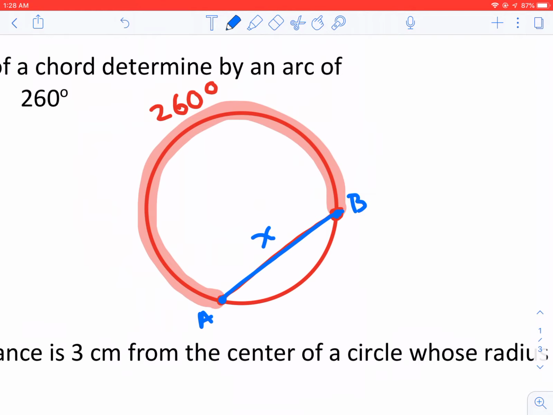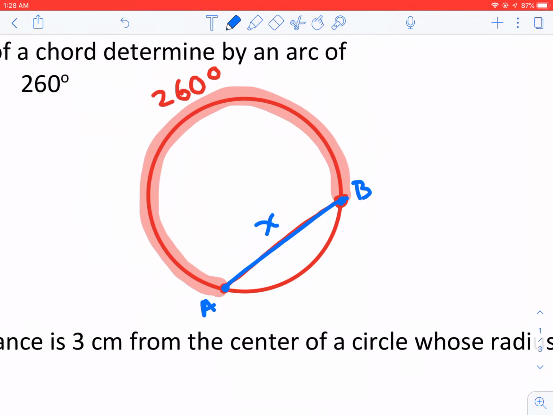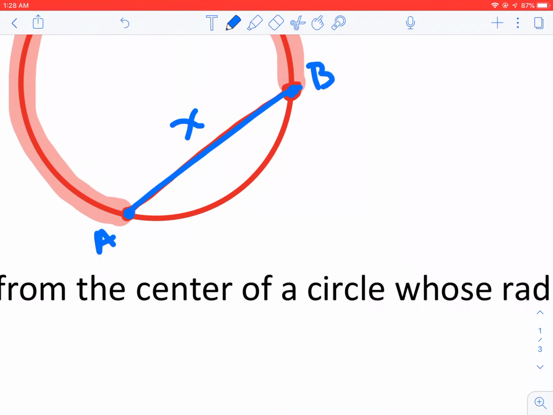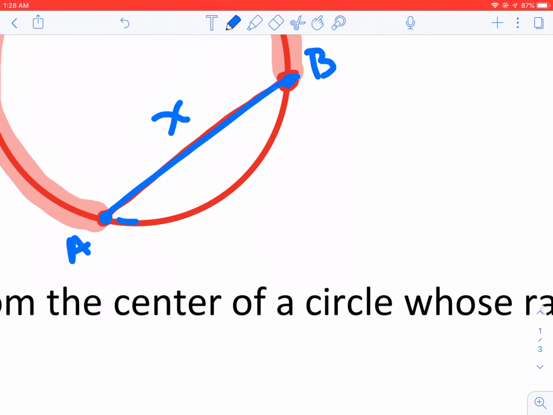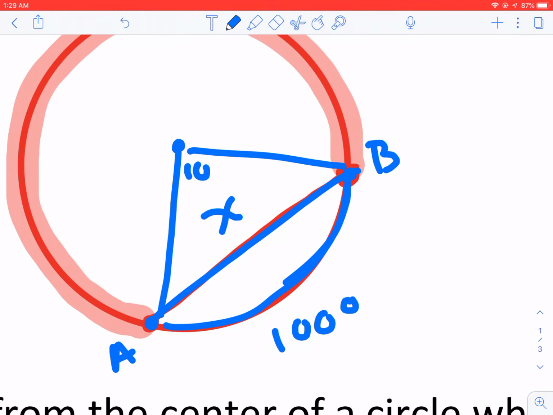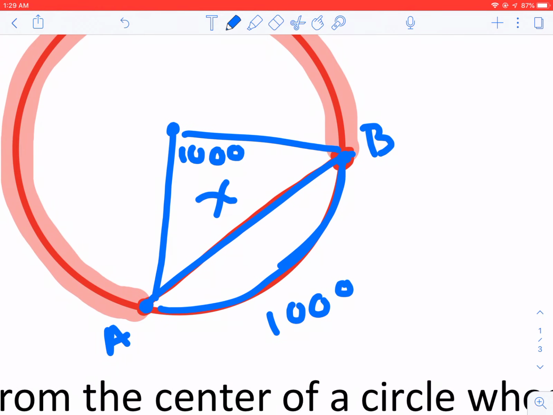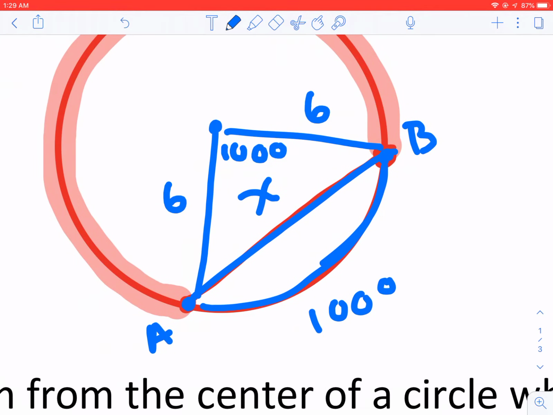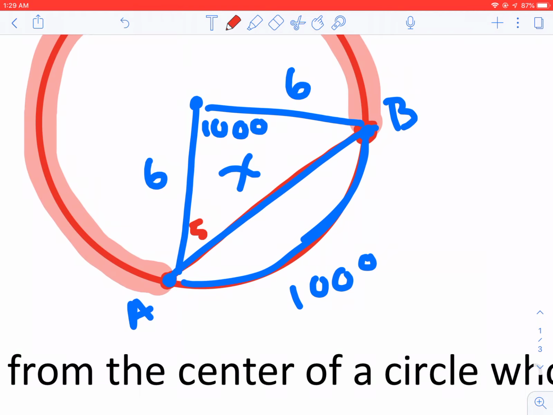So major arc AB has a measure of 260 degrees, which means minor arc AB, well, they have to add up to 360. So this minor arc here, right, that's going to be 100 degrees, which means when I draw in my central angle here, this would also have to be 100 degrees. And again, this is 6 and 6. This will be an isosceles triangle, which means our base angles will be, well, 40 and 40, right, to add up to 180. Let me get rid of that degree symbol, looks like too many zeros.